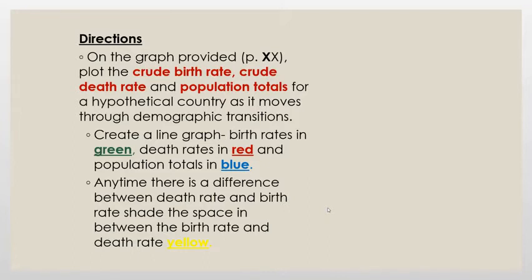If you want to follow along with the graph in the video, you can create a line graph where the birth rates are in green, the death rates are in red, and the population total is in blue. Anytime there's a difference between the death rate and the birth rate, you can shade that in with yellow. And that sort of assumes that the death rate is higher than the birth rate.